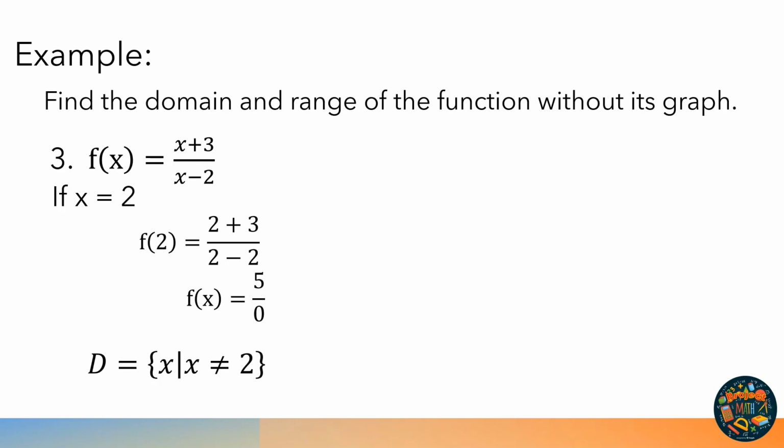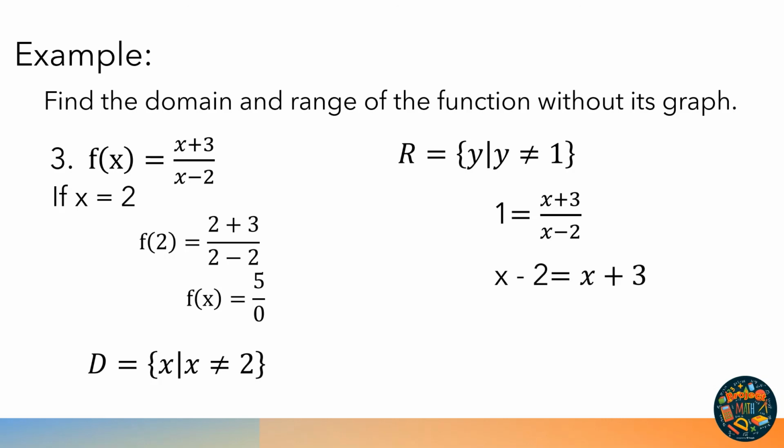How about the range? The range is any value for y which is not equal to 1. So what will happen if it is equal to 1? So let us try. If y is 1, the equation will become 1 is equal to x plus 3 over x minus 2. By cross multiplication, this is the result. And combining similar terms, x minus x will become 0 and 2 plus 3 is equal to 5, which is not true or that is incorrect.